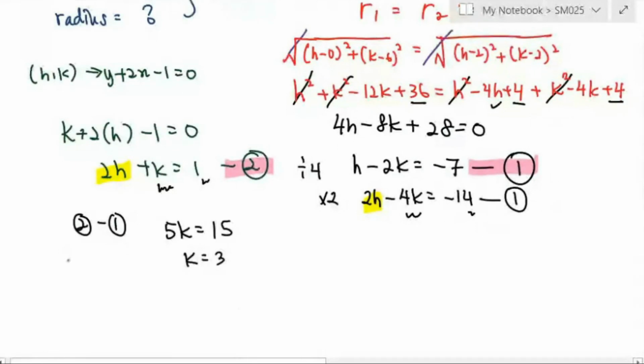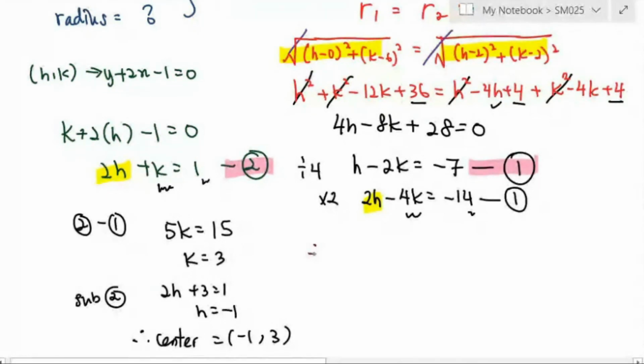Once I get the k coordinate, I can substitute to get my h coordinate. So I will sub back into 2. Then I will get 2h plus 3 equals 1. H will equal negative 1. Okay, so the center comes up where h is negative 1, k is 3. Now I want to get the radius using R1: h is negative 1 minus 0 square, k is 3 minus 6 square, which gives the square root of 10.